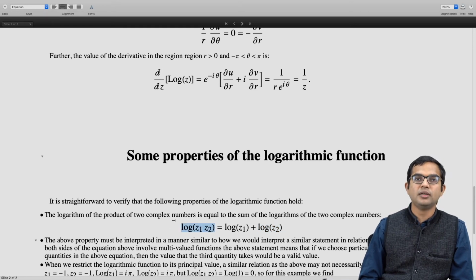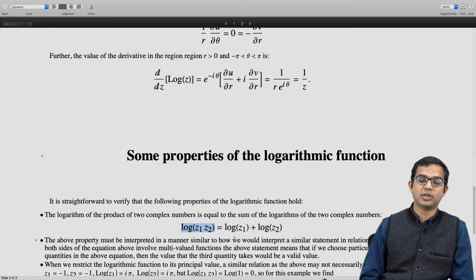So it's going to be a valid answer, no matter which value you take for here, which value you take for here. For sure the result is going to be a valid value that this function is going to take. So that's the way to interpret this. But when we take the principal value, this condition may not always hold.